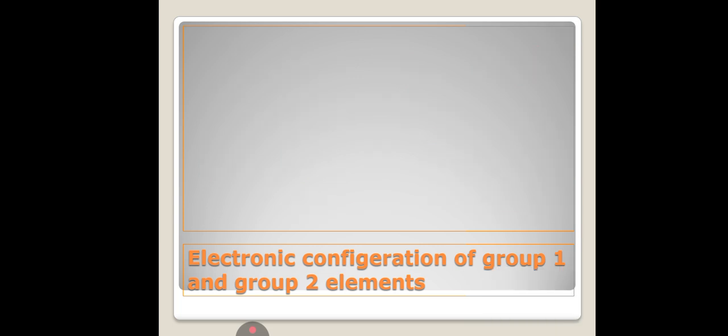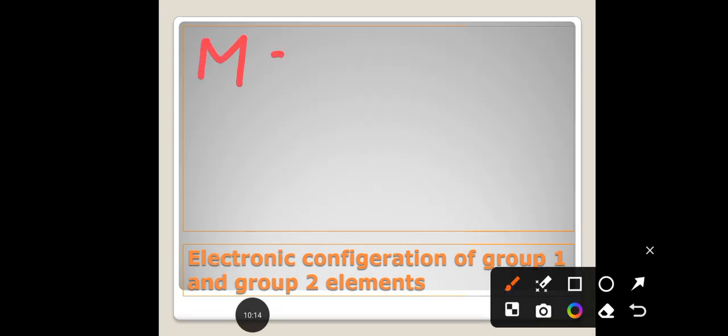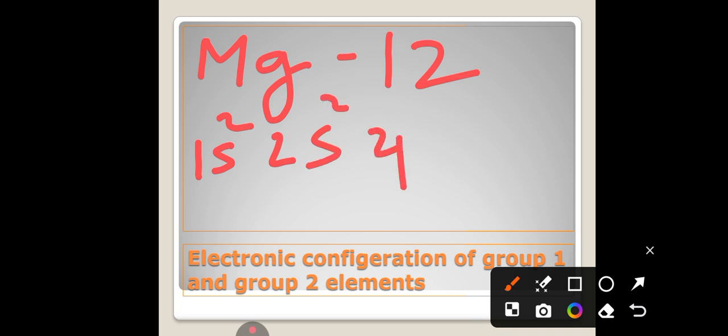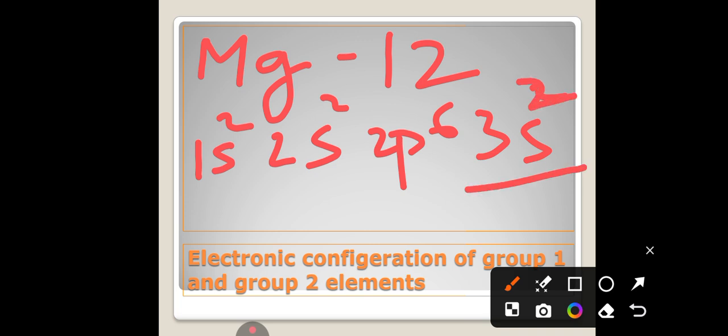Now similarly, let's take one more example. Let's take magnesium. Magnesium also belongs to group 2. Its electronic configuration is 1s2, 2s2, 2p6 and 3s2. Here again observe the valence electrons. The valence orbital is 3s and the valence electrons are 2 in number. So it is ns2 as the general formula. Here n refers to the principal quantum number, which is 3, s is the orbital and 2 is the number of electrons. So this becomes the general formula for group 2.